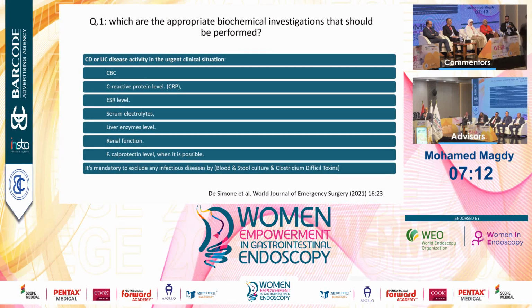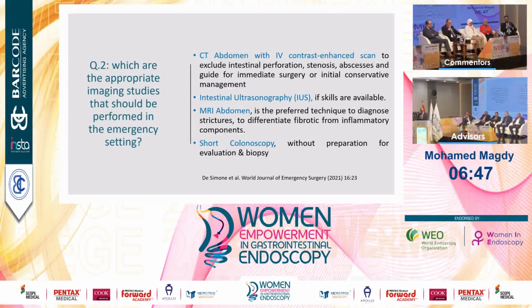The general investigations should be done: CBC, C-reactive protein, ESR, serum electrolytes, which is very important, and liver and kidney function. Fecal calprotectin should be done if available, and if you have a high suspicion of infection, we should go to blood culture and stool culture. Even Clostridium difficile toxins should be examined.